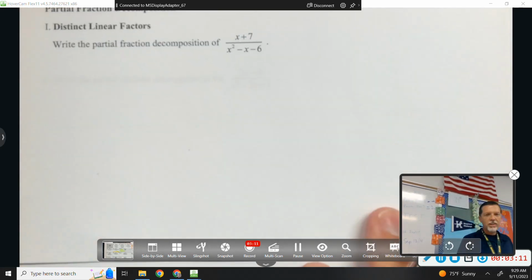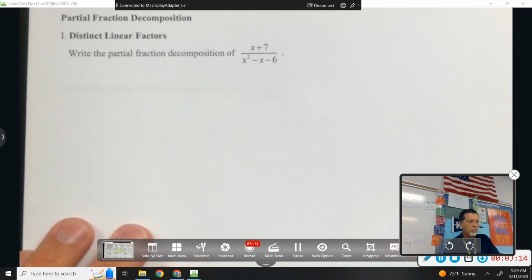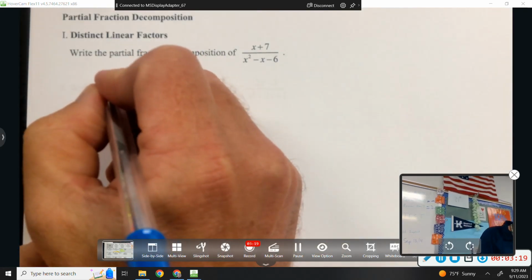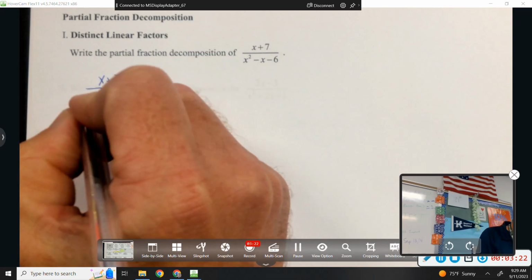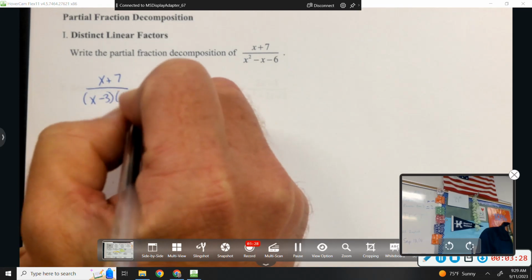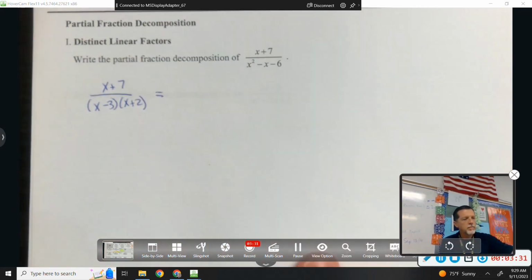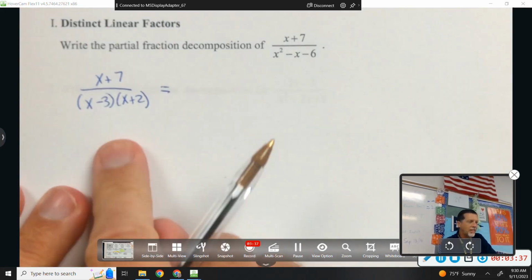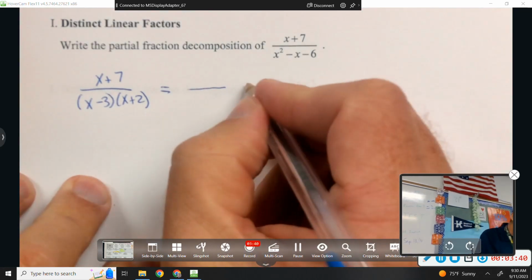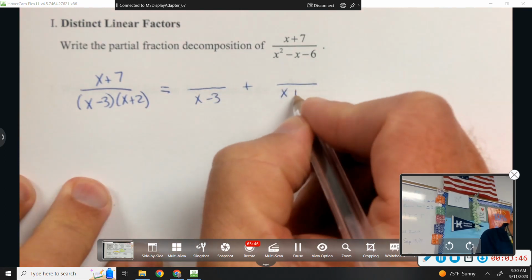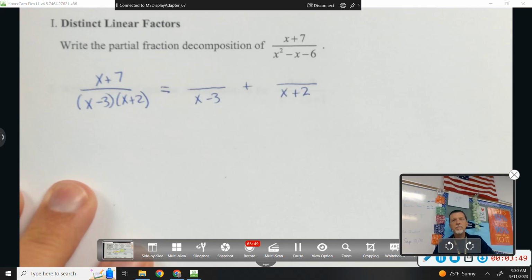Write the partial fraction decomposition of x plus 7 over x squared minus x minus 6. And you can see we have basically half a page to do this. So let's factor that first. So x minus 3, x plus 2. If we added fractions to get this as an answer, I think the easy part is I know what the denominators were. The denominators would have been x minus 3 and x plus 2. That's the easy part.